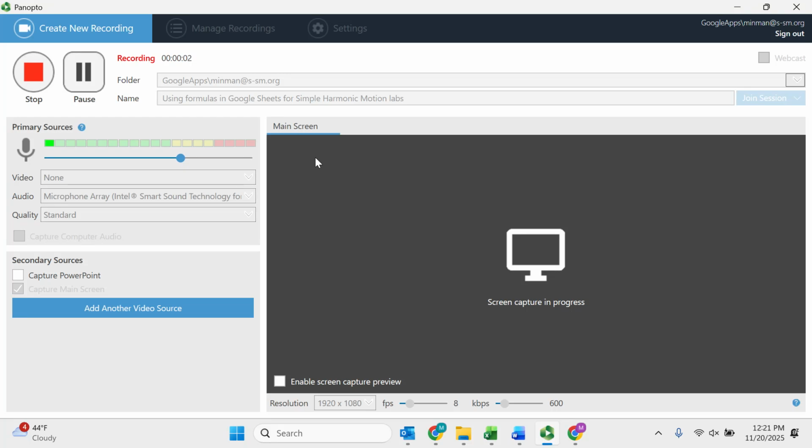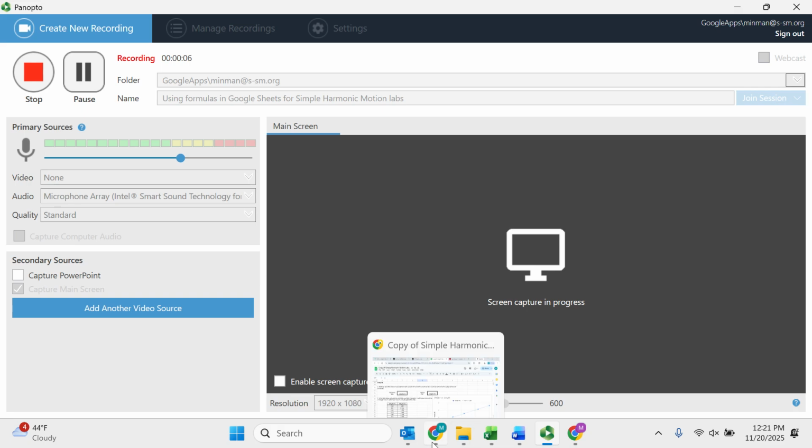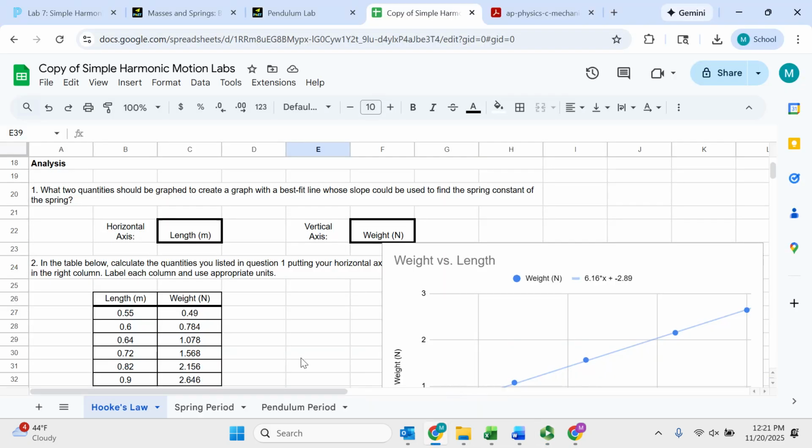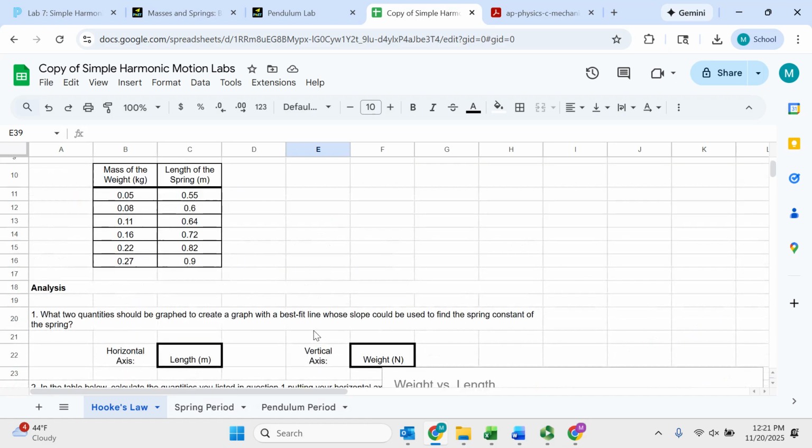In this video, I'm going to talk about how to set up formulas in Google Sheets, and I'm using the Simple Harmonic Motion labs as our example. In this set of labs, you have a set of 3 labs. You have one dealing with Hooke's law, one dealing with the period of a spring, and one dealing with the period of the pendulum. And in each one of these, you're going to have to make a graph of some of your data, and then use the slope of your graph to calculate some value about either the spring or the pendulum. In the case of both the spring labs, the spring constant k. In the case of the pendulum lab, we're calculating the acceleration of gravity g.